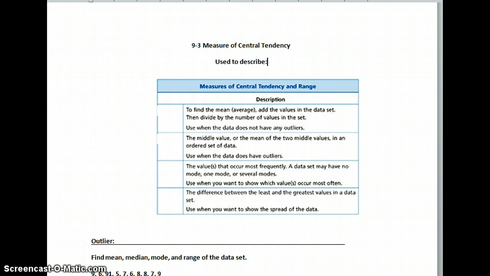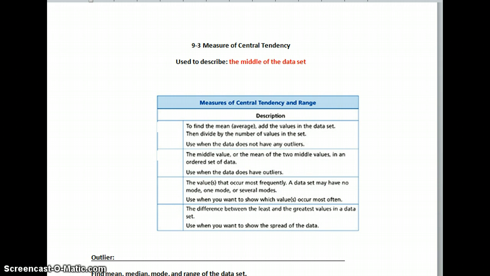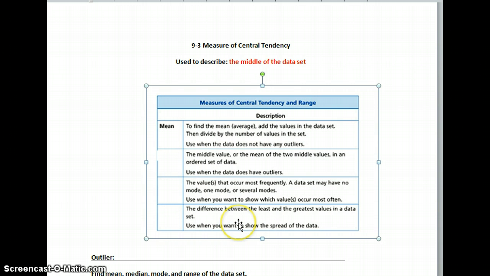Welcome to Section 3, Measures of Central Tendency. Today we will discuss different types of central tendency measures, and we will also describe when to use certain measures. These measures are used to describe the middle of the data set. The first one is the mean.